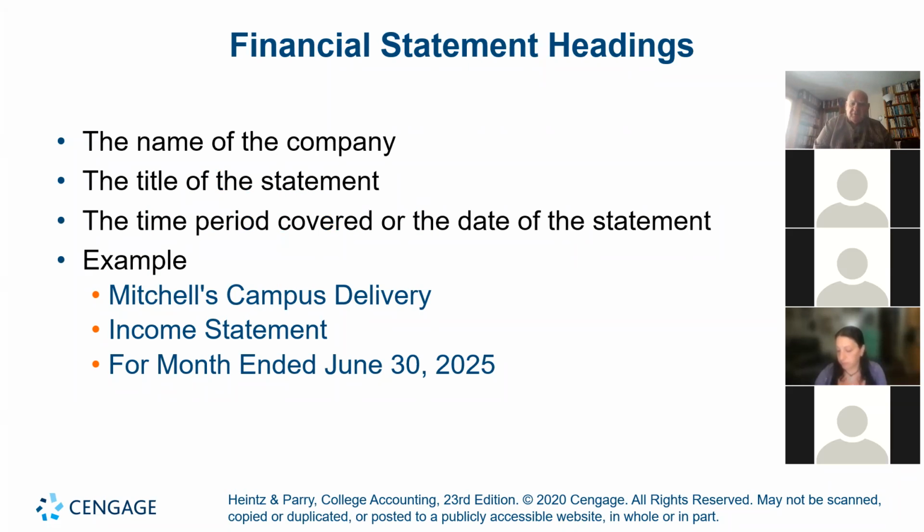So you're making up, you're doing your financial statements. The header on top of the page is always going to be the name of the company, Mitch's Campus Delivery, and then you say income statement, and we'll say for the month end, June 30, 2025. For the month end of June 30, 2025.